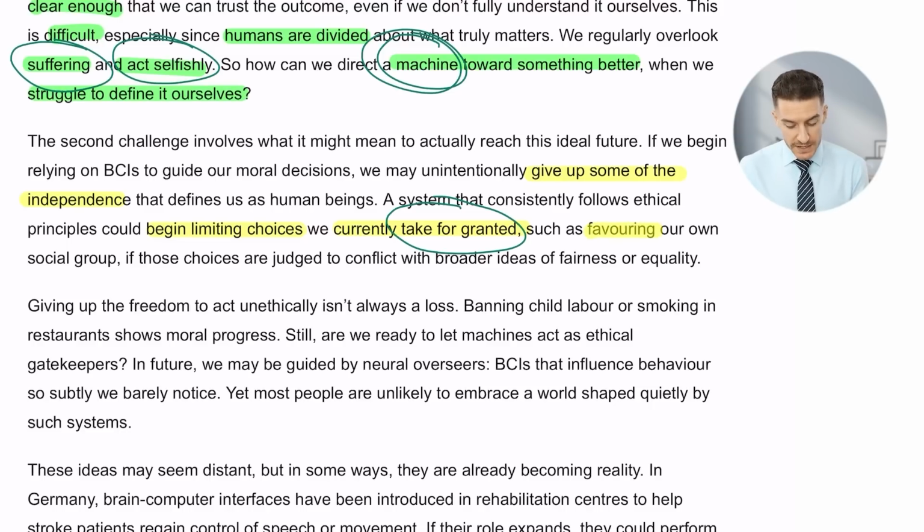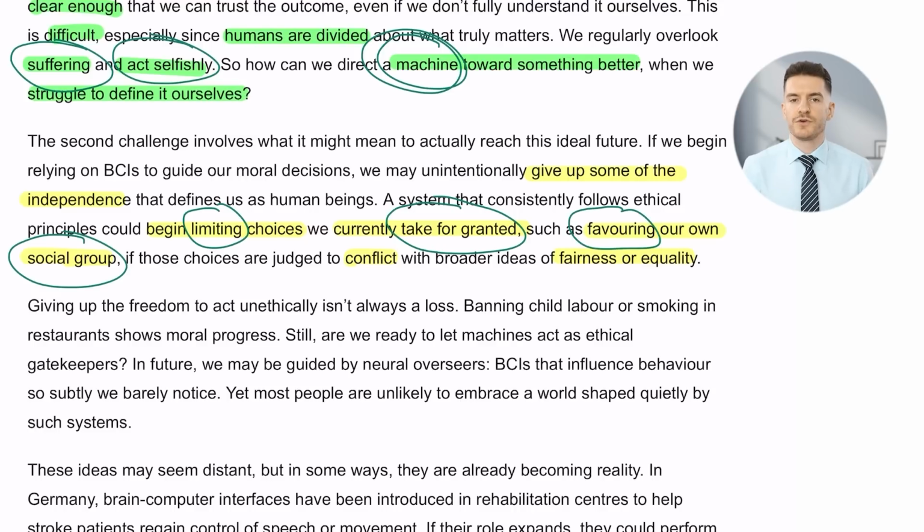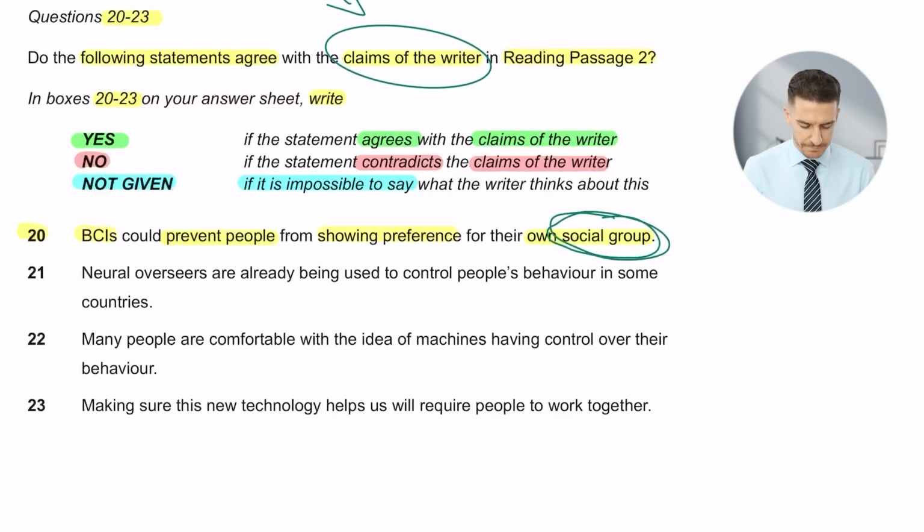So, such as favoring our own social group. There we go, social group. If those choices are judged to conflict with broader ideas of fairness or equality. If things conflict, they're different. So it looks like it's saying there, these systems could limit, or maybe prevent, certain choices like favoring our own social group or choosing our own social group over other social groups. So it looks like this one is definitely yes, but we'll quickly go down and just double check.